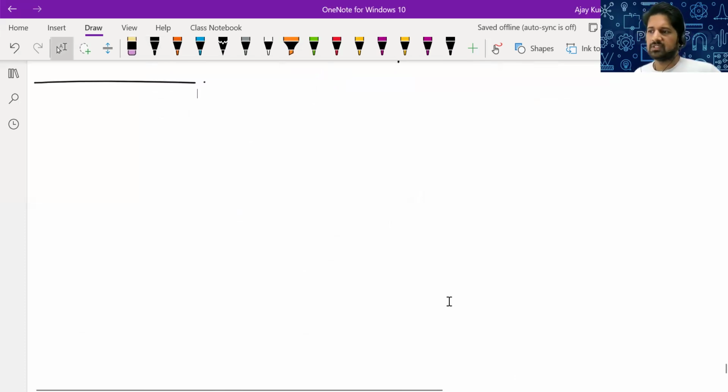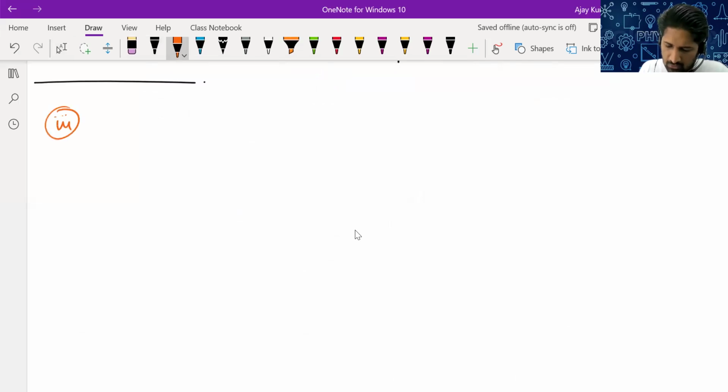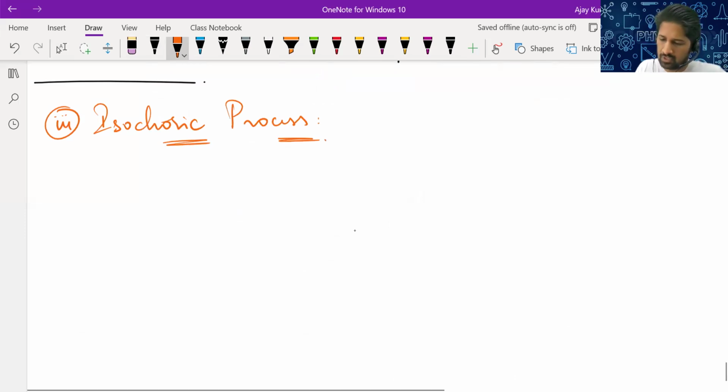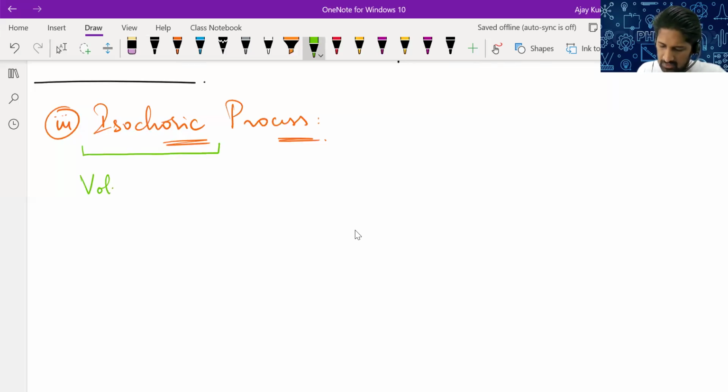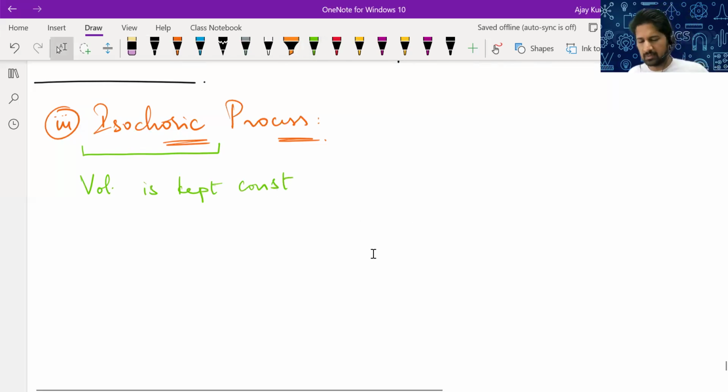So far we have discussed two basic thermodynamic processes, isothermal and isobaric. The next common thermodynamic process is an isochoric process. Now, what happens in an isochoric process? Isochoric means the volume of the gas is kept constant. It's not allowed to expand, it's not allowed to get compressed also. Okay, volume is kept constant.